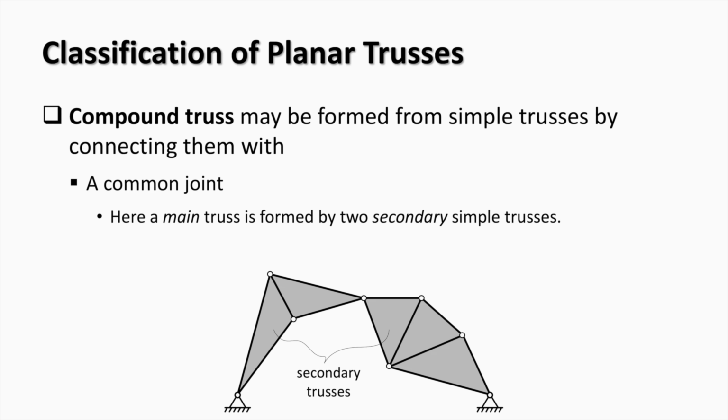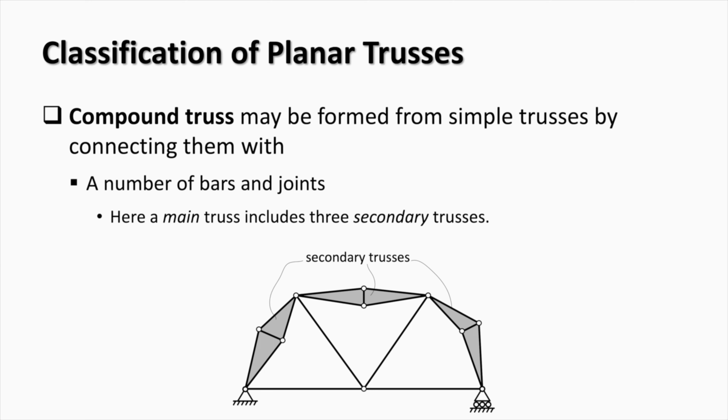A compound truss can be formed out of two simple trusses by connecting them with a common joint. In this case, a more complex arrangement of supports is required, otherwise the truss will be unstable. As you can see in the example given here, both supports are simple and the total number of reaction forces is 4.